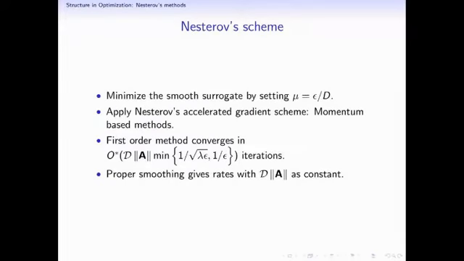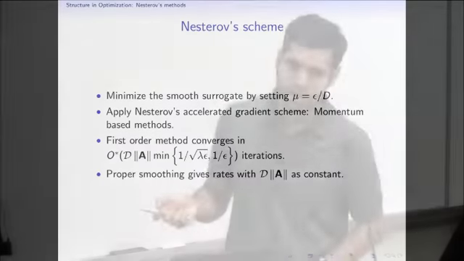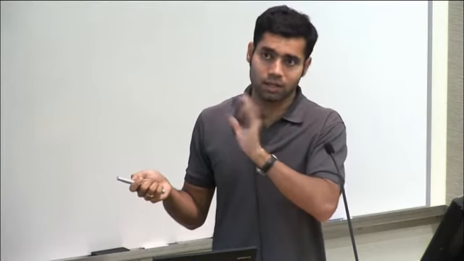So after we observe this, we basically just apply Nesterov's accelerated gradient scheme and use mu equal to epsilon by d. So note that mu is actually the rate at which we decrease our strongly convex component in the dual, and it is dependent upon epsilon. So that is how epsilon affects our solution.